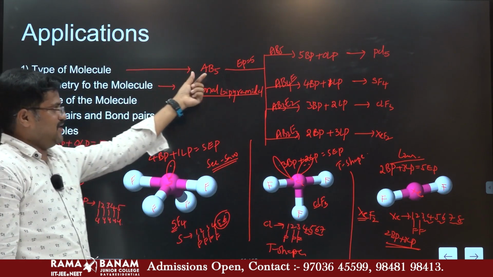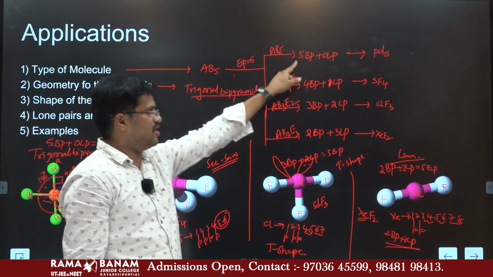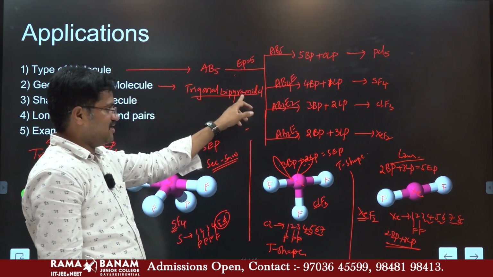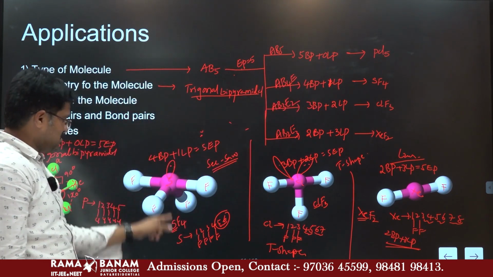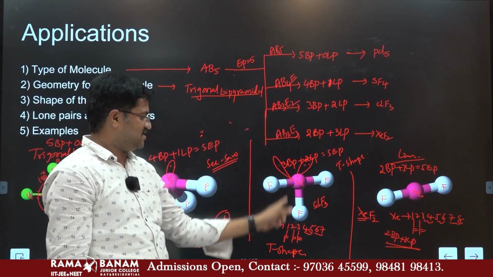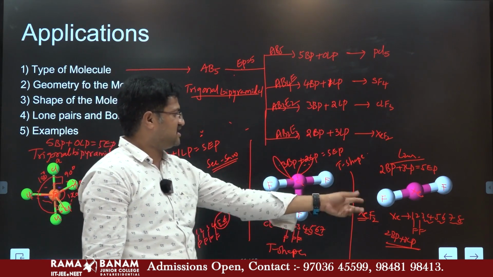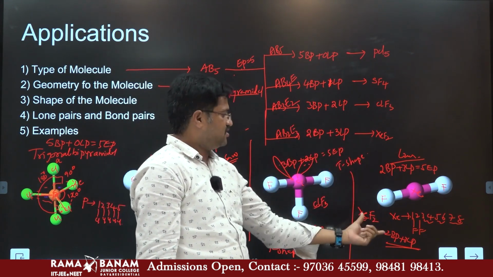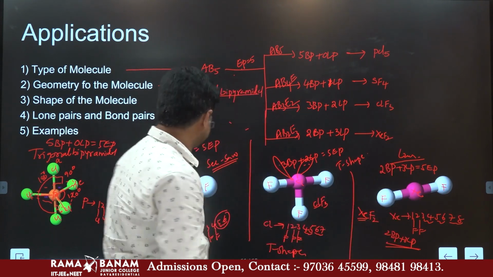Okay, AB5 type: 5 electron pairs out of 5, 5 bond pairs, 0 lone pairs. Geometry is trigonal bipyramidal. Next, 4 bond pairs, 1 lone pair. Geometry is seesaw shape. And next, third case, 3 bond pairs, 2 lone pairs. Geometry is T shape. Example is ClF3. And last case is 2 bond pairs and 3 lone pairs, AB2E3 type. XeF2 is the example. So geometry is linear shape.